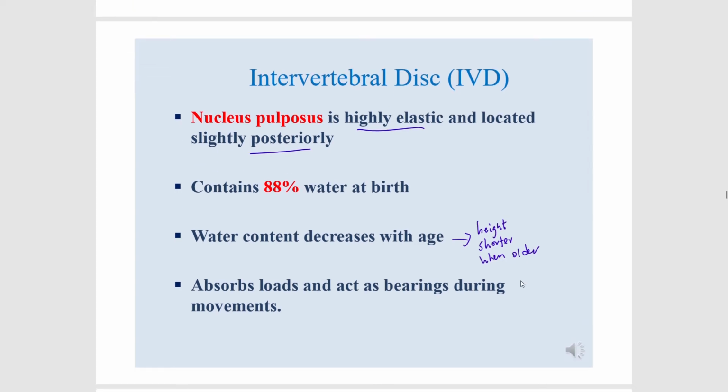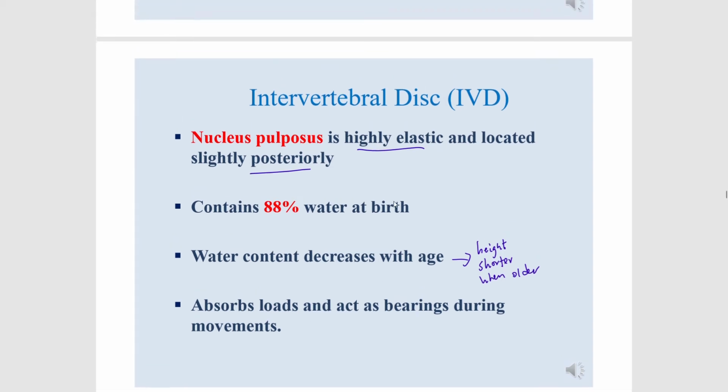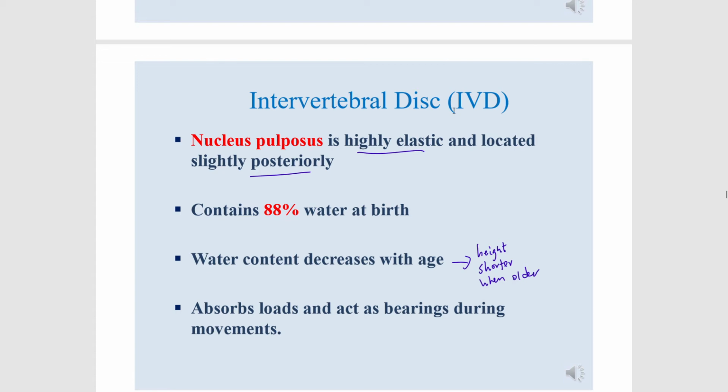This describes why the height of a human becomes shorter when they become older. And lastly, it absorbs load and acts as a bearing during movement. This is the function of the IVD, the intervertebral disc.